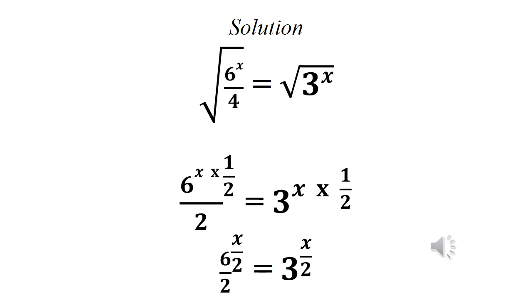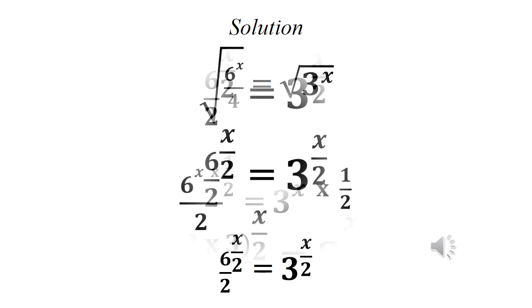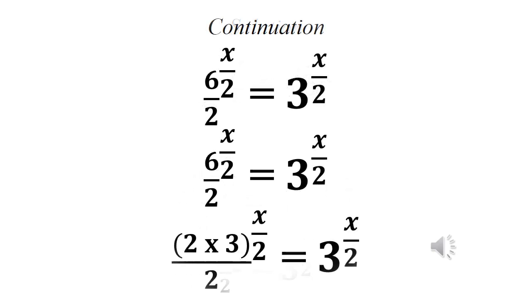That is, the square root of 3 raised to power x is the one we are using to multiply, and the one that changes to 1 over 2. So we now have 6 raised to power x over 2, that is x times 1 over 2 will give us x over 2. That's 6 raised to power x over 2, then divided by 2 again, equals 3 raised to power x over 2. So we have 6 raised to power x over 2 divided by 2 equals 3 raised to power x over 2.